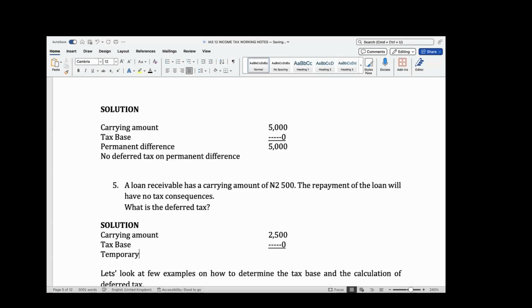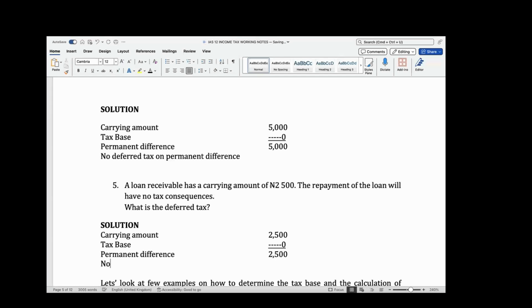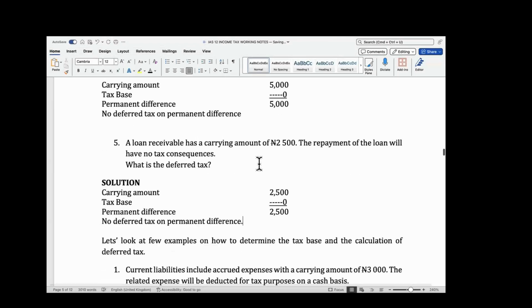It has to be a permanent difference. Thank you very much. And you should now understand it. The permanent difference is 2,500. No deferred tax consequence. No deferred tax on a permanent difference. Okay.